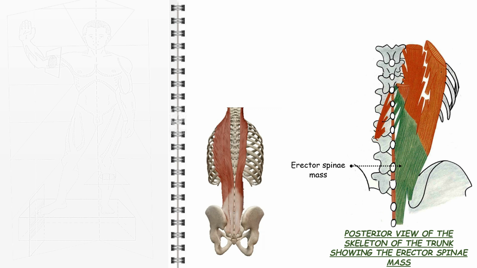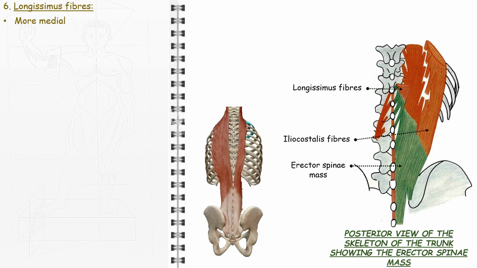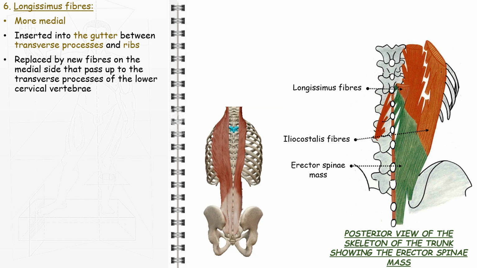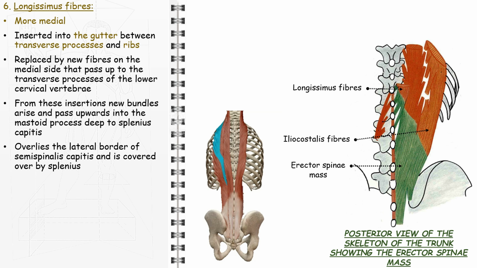The longissimus fibers are more medial. They are inserted into the gutter between transverse processes and ribs and are replaced by new fibers on the medial side that pass up to the transverse processes of the lower cervical vertebrae. From these insertions new bundles arise and pass upwards into the mastoid process deep to splenius capitis. It overlays the lateral border of semispinalis capitis and is covered over by splenius muscle.